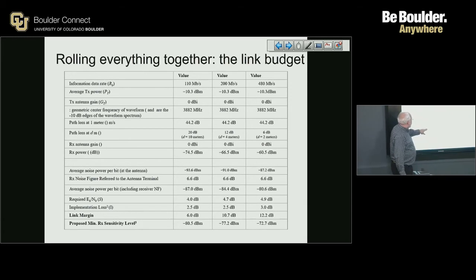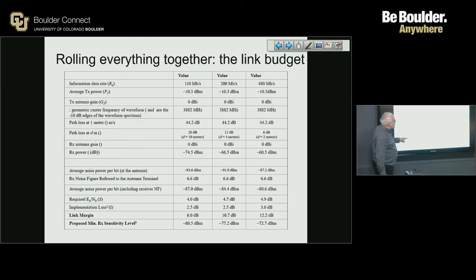the noise power per bit at the antenna, that's a function of KTB. This is the noise figure of the receiver. So again, I can't do anything unless I cool that amplifier down. This is kind of fixed. So now if I subtract those off, then this is the noise power per bit that's coming out of the low noise amplifier going to the demodulator.